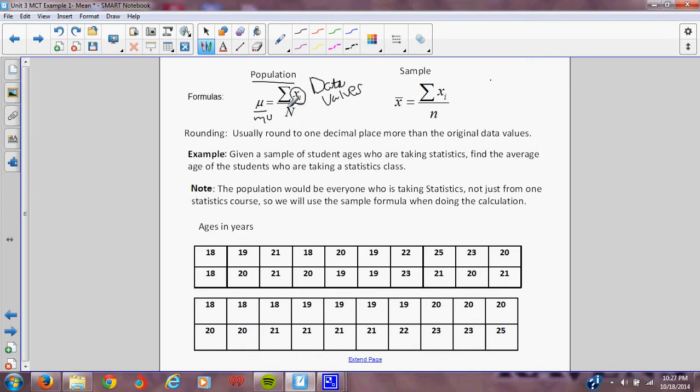So this is all of the people that are in the population. Our sample, okay, is our mean. That's x bar. Okay, x bar is our mean, equals our sum of our sample. This is our sample data values, over little n. So we have capital N and we have little n.